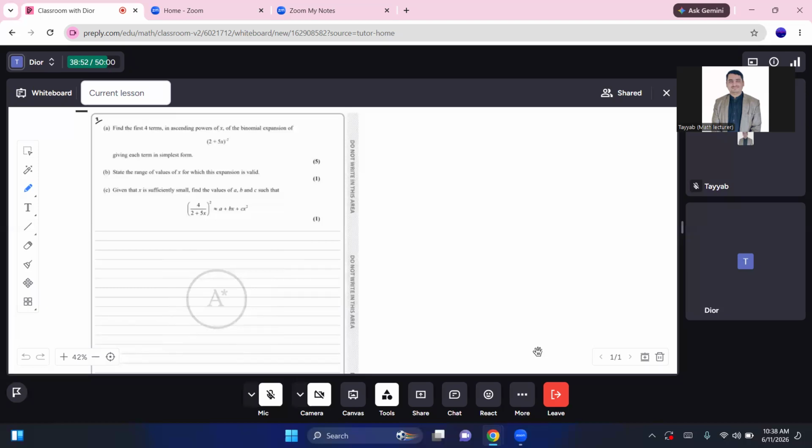So what we need to do is find four terms in ascending power. Okay. So this is where we can use the binomial series, not the binomial theorem, because the power is negative.